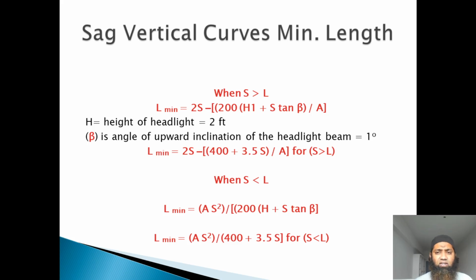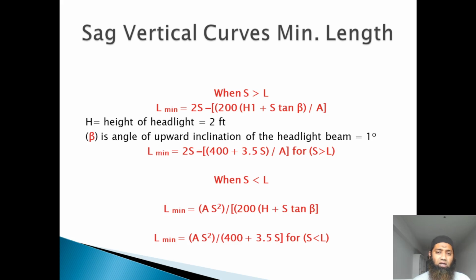You can see sag vertical curves with minimum length. We don't have a very big length. So at those times, what we'll do when S, the stopping sight distance, is greater than L. So L minimum, how much should be the minimum L provided? It should be 2S minus 200 times H plus S tan beta, divided by A. H is the height of the headlight, that is at least 2 feet, so that it can give a proper vision to the driver. Beta is the angle of upward inclination of the headlight beam, that is 1 degree. So beta is taken as 1 degree. You can see L minimum is 2S minus 400 plus 3.5S divided by A for S greater than L.